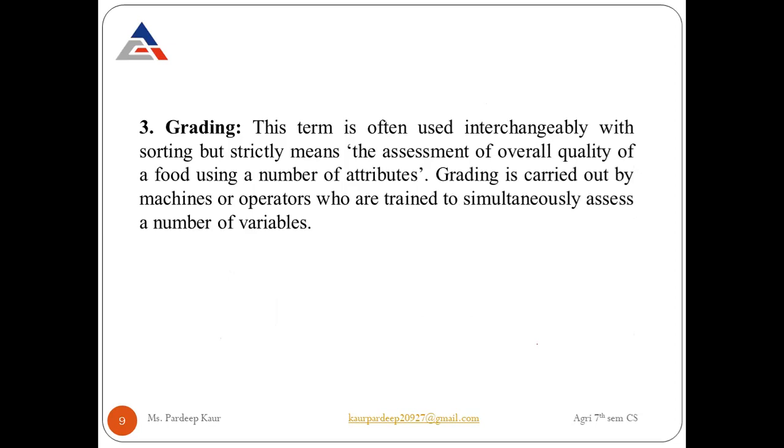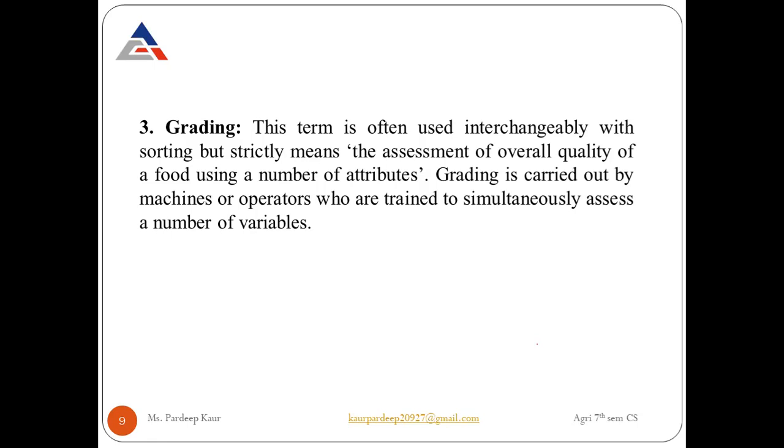So after cleaning and sorting, our third step in the procedure is grading. This term is often used interchangeably with sorting, but strictly means the assessment of overall quality of food using a number of attributes. So there is a similarity between sorting and grading, but grading is different from sorting because in sorting we separate foods according to their physical properties, but in grading we assess the quality of the food material by using a number of attributes.